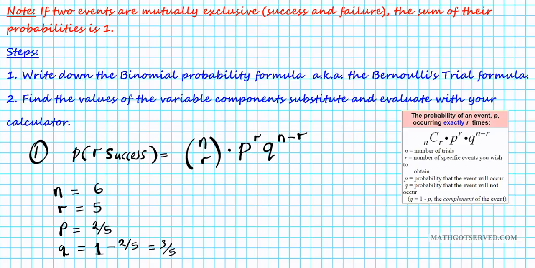Okay? All right. Looks like we have everything we need. We have n, r, p, and q. Perfect. So the probability that she'll be a catcher in exactly 5 games, 5 successes, is going to be, the total number is 6, so we have 6 choose 5.